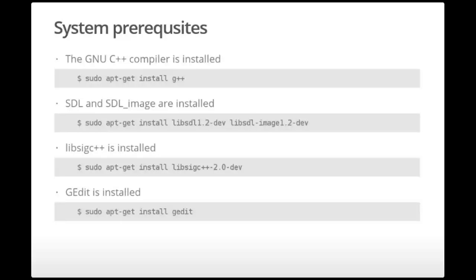We also need something called libsigc++, which I'm not going to go into at this stage, but I'd like it there on your system. And finally, it would be nice to have a pretty graphical editor, and gedit is my favorite pretty graphical editor, and it would be nice to install that on your Raspberry Pi.